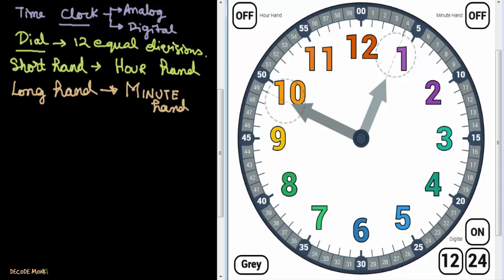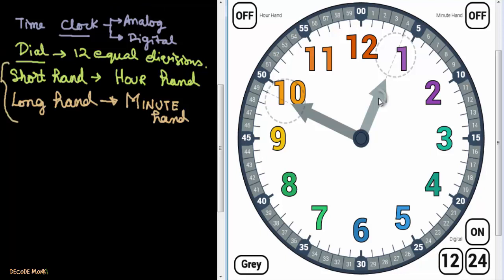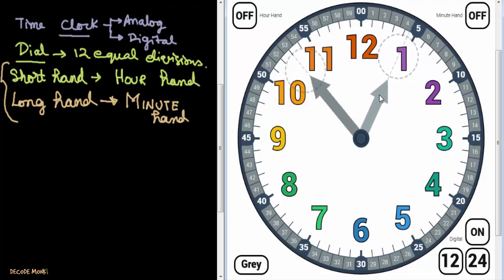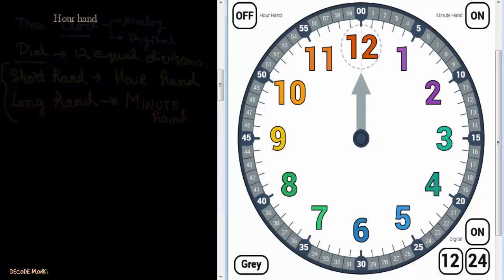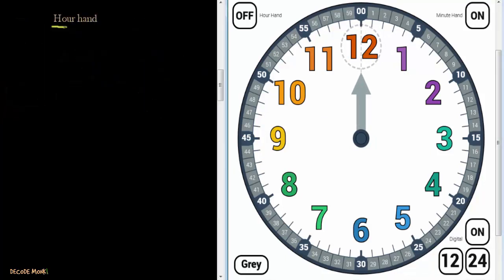There is a third hand called the second hand. I will come to that later and explain. But to start with, let us consider these two hands, the hour hand and the minute hand. This is the hour hand, and this is the minute hand, the longer one. Now let us discuss each hand one by one. I will first discuss the hour hand, so I have put off the minute hand.